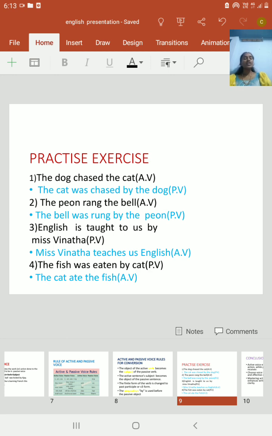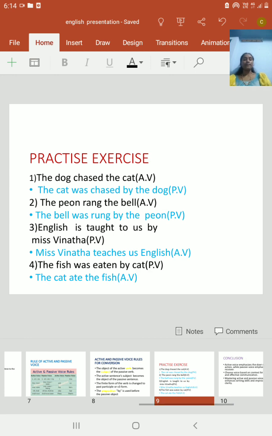Now we have to change to the active voice. For example, in the exam they may give a passive voice and ask to change to active voice, or else they give an active voice and we have to change it to passive voice. So if they give this passive voice in a question, English is taught to us by Miss Vinita, we have to change this into active voice. So Miss Vinita teaches us English. Next, the fish was eaten by the cat. This is the passive voice and we have to change it into active voice. The cat ate the fish.